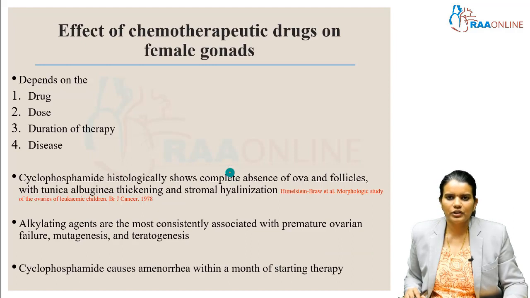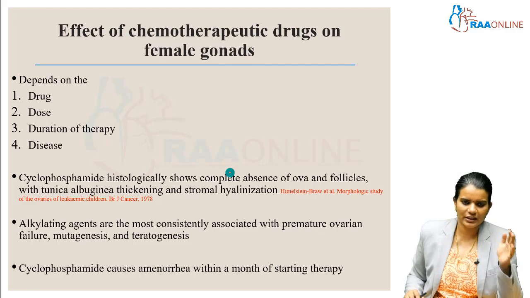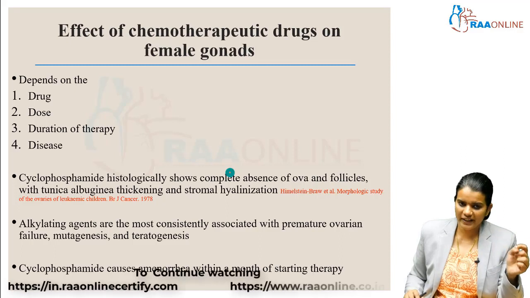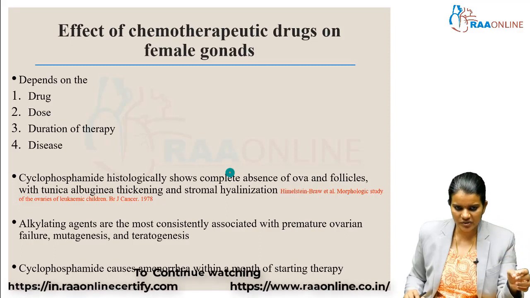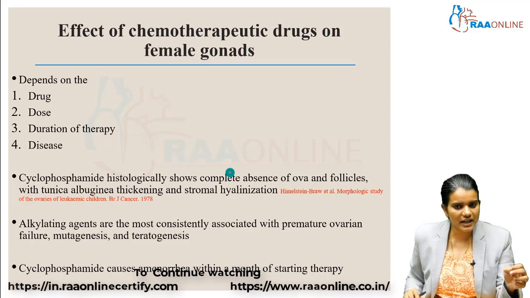Okay, the effect of chemotherapeutic drugs on the female gonads depends on the drugs, dosage, duration of therapy, and the disease. Okay, cyclophosphamide histologically shows complete absence of ovarian follicles with tunica albuginea thickening. Alkylating agents are the most consistently associated with premature ovarian failure, mutagenesis, and teratogenesis. Cyclophosphamide can cause amenorrhea within a month of starting the therapy.